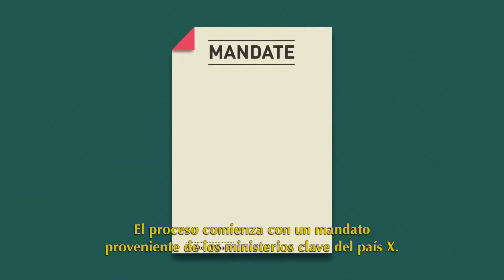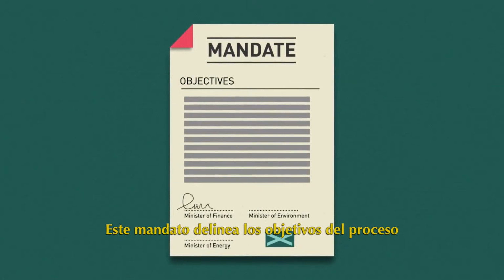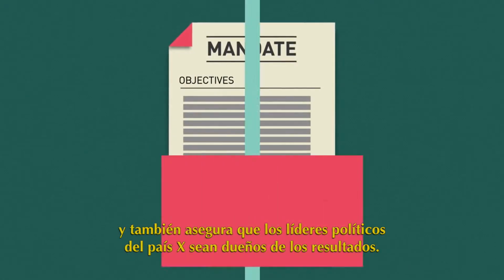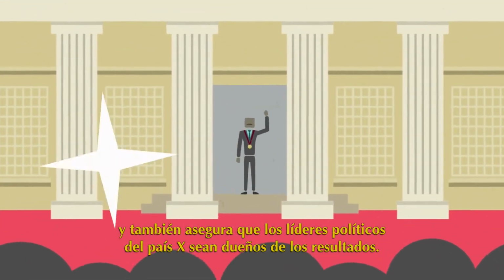The process begins with a mandate. This mandate outlines the objectives of the process. It also ensures that the outcomes are owned by Country X's political leaders.